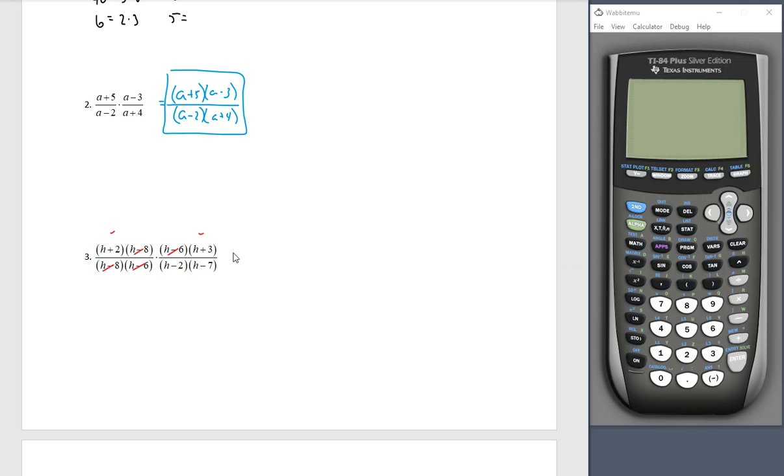So this answer will be my h plus 2 times h plus 3 all over h minus 2 times h minus 7. And remember again, those h's don't cancel because they're encumbered with addition and subtraction. So we can't cancel the h's and deal with the numbers. They have to be written as factors before we can cancel them out. And factors involve multiplication and, in a loose translation, division.